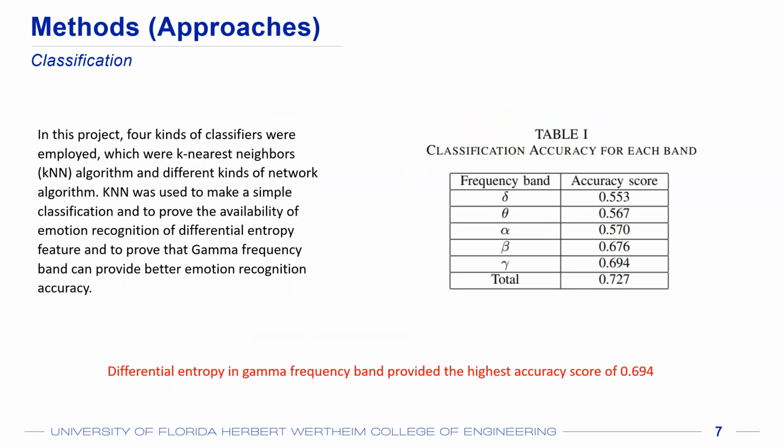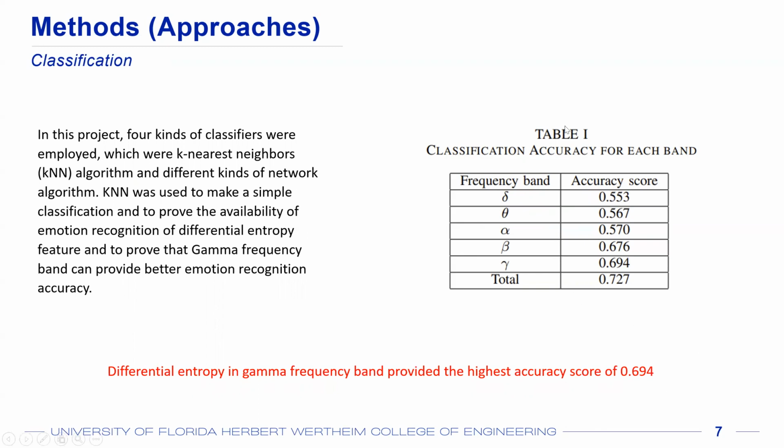In this project, four kinds of classifiers were employed, which were the k-nearest neighbors algorithm and different kinds of neural network algorithms. KNN was used to make a simple classification and to prove the availability of emotion recognition with the differential entropy feature, and to prove that the gamma frequency band can provide better emotion recognition accuracy.